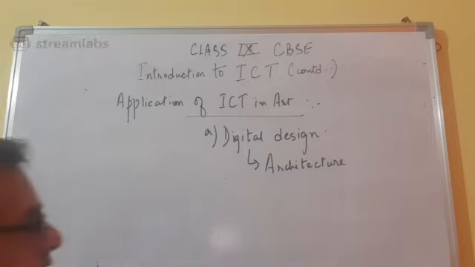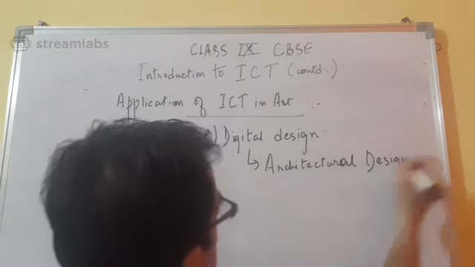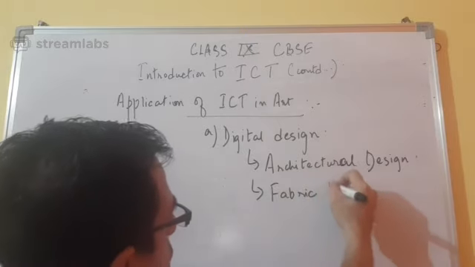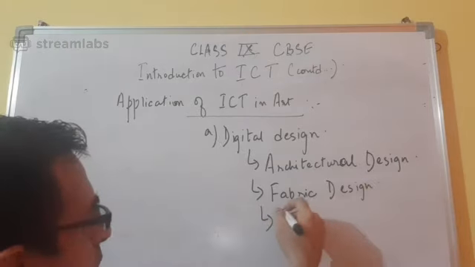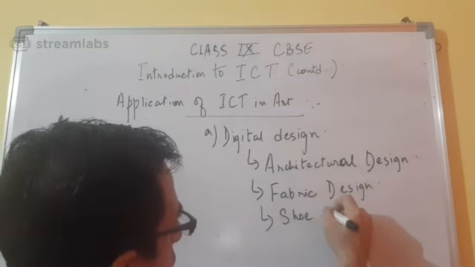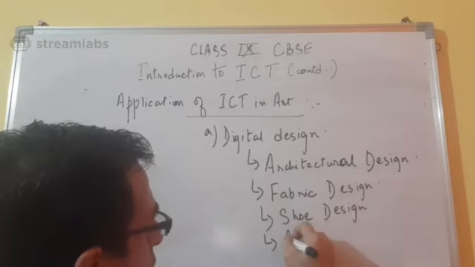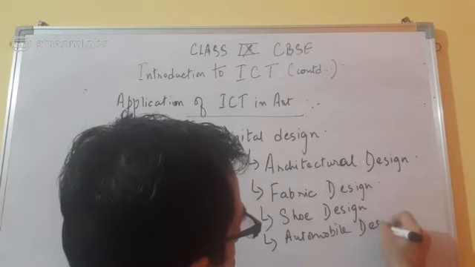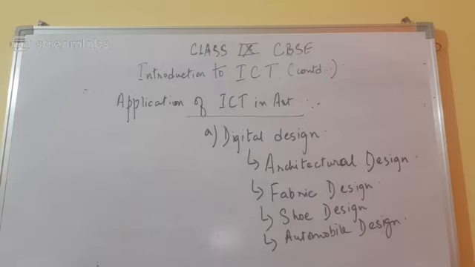So that is the architectural design, and then comes your fabric designing, then your new technology based on shoe designing, then your automobile designing. So all these are part of your digital design.